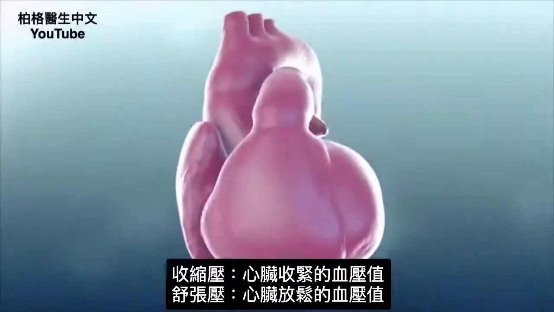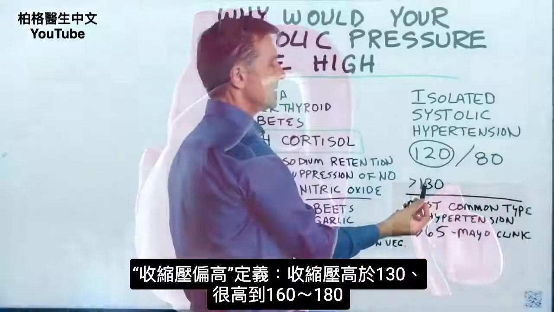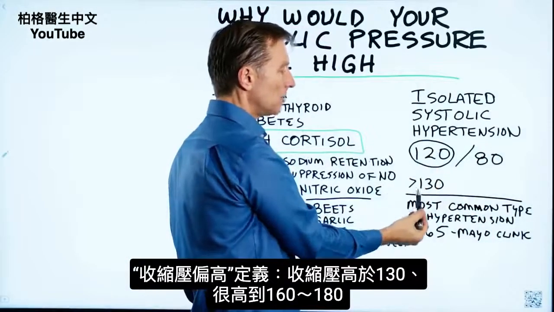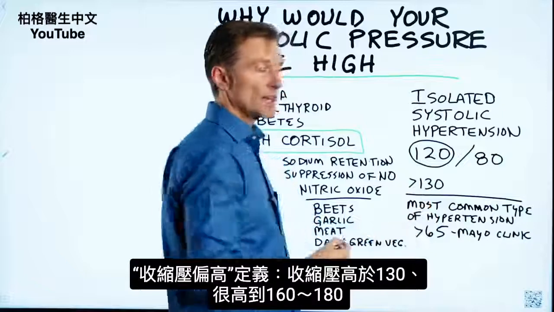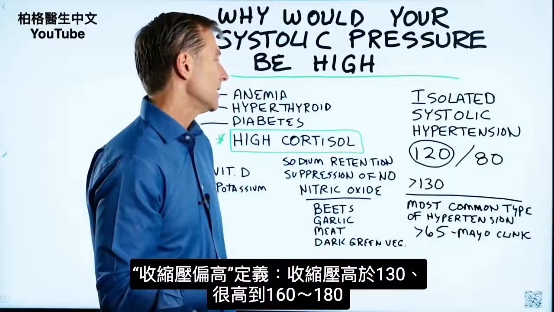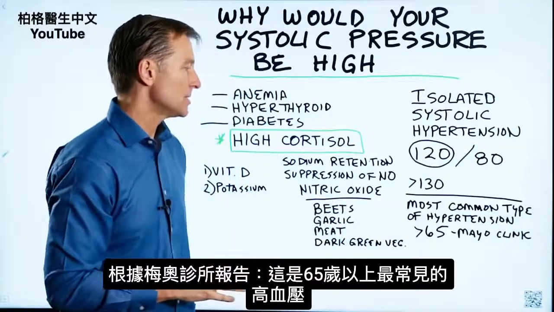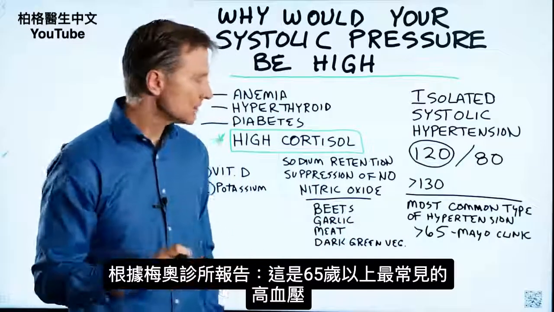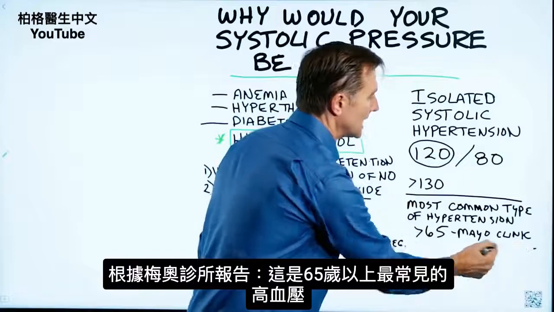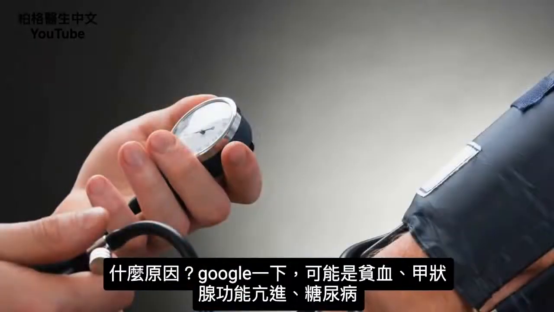is the relaxation phase. So this condition is defined as the top number, systolic, going above 130, but sometimes you see it actually really high, like 160 or 180. This is the most common type of hypertension over the age of 65 reported by the Mayo Clinic. The question is, what causes this?